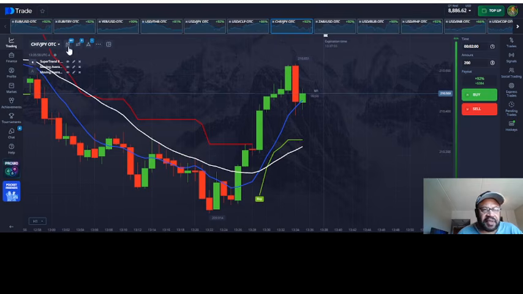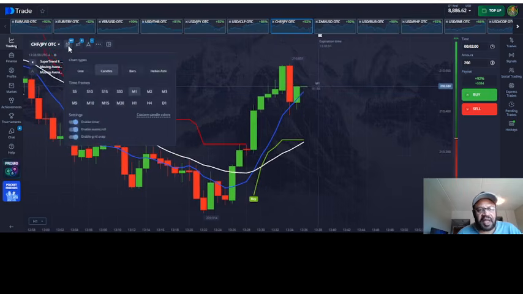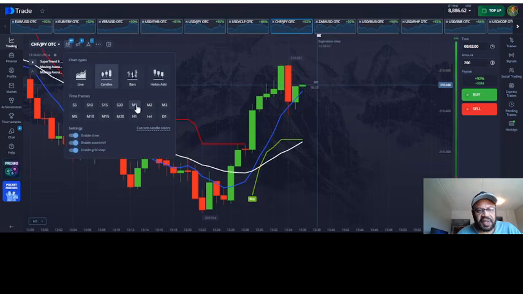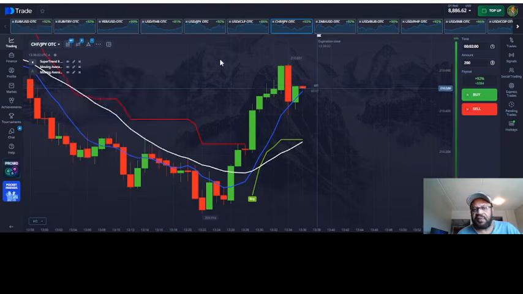For my candlestick chart, I have the candle set to 1 minute, regular Japanese candles. And for my trade timer, I'm going to be taking 2 minute trades, so I have my expiry set to 2 minutes. So I'm going to be taking 2 minute trades while looking at these 1 minute candlestick charts.